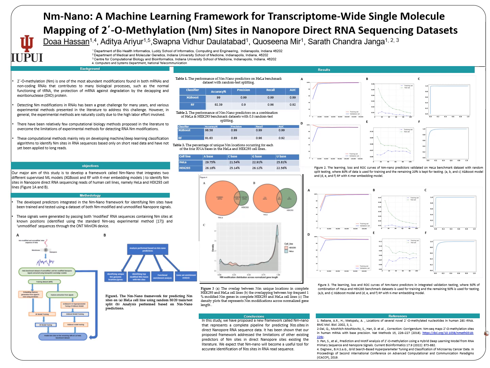attempts. So the main objective of this study is to develop a framework called Nm-Nano that integrates two different supervised machine learning models, namely XGBoost and random forest with k-mer embedding models, to identify Nm sites in Nanopore direct RNA sequencing reads of two human cell lines, namely HeLa and HEK 293 cell lines.